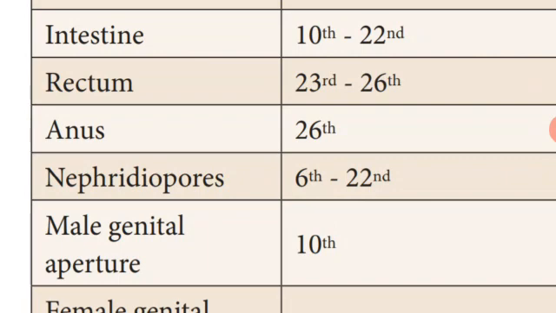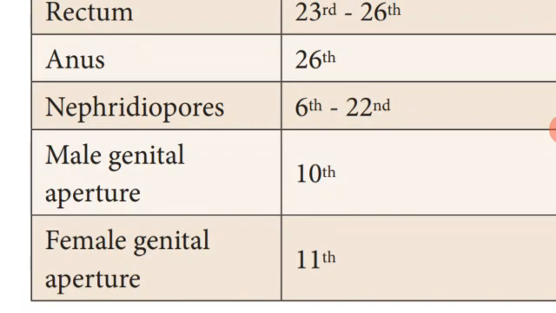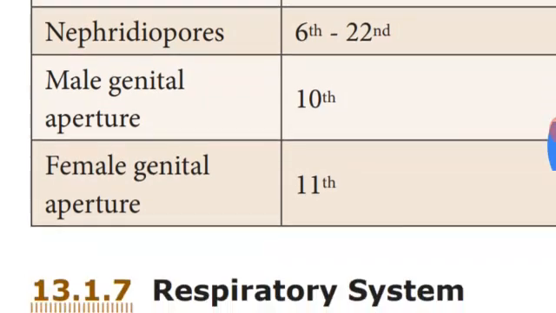And then the nephridiopores are present in the 6th to 22nd segments, that is 17 pairs of nephridiopores. The male genital aperture, the male genital opening, is present in the 10th segment. The female genital aperture is present in the 11th segment.